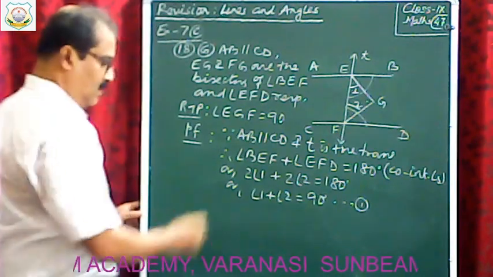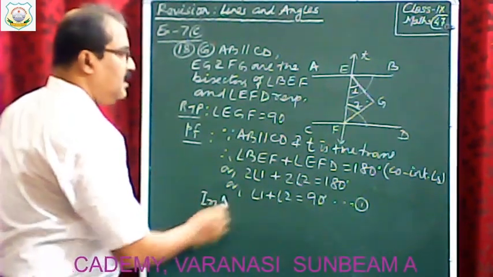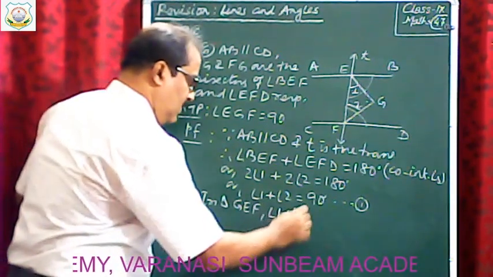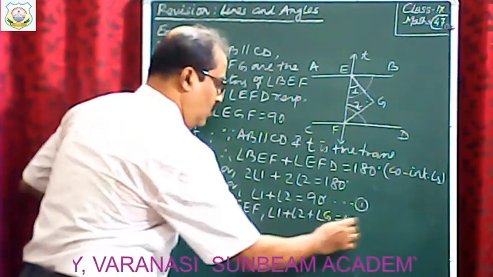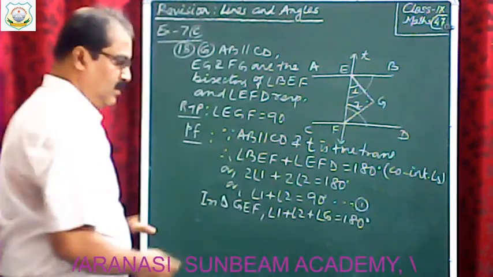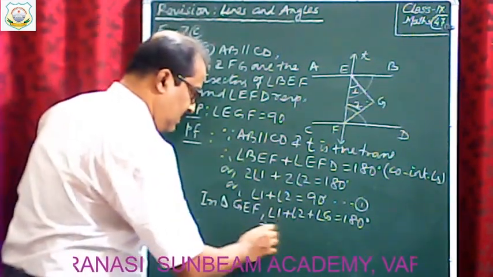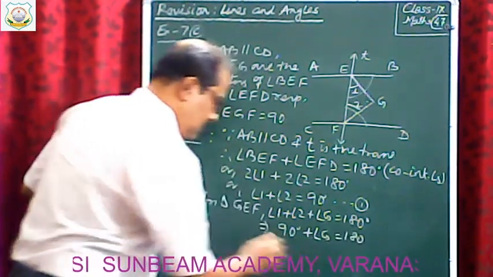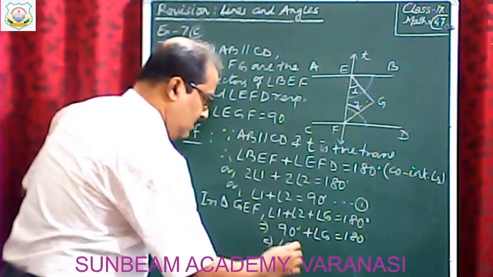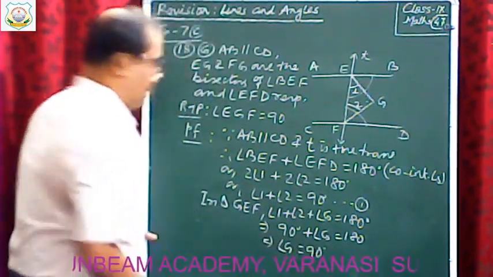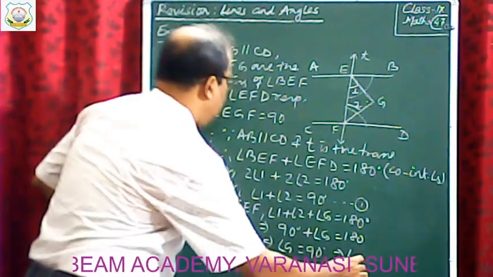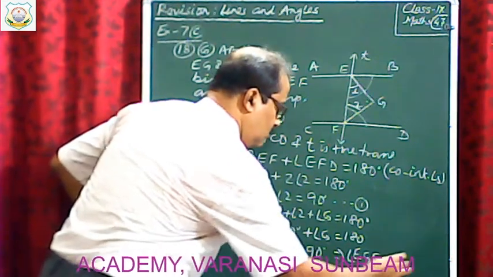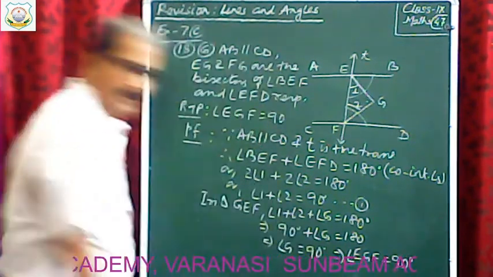Okay, thereafter in triangle GEF, angle 1 plus angle 2 plus angle G equals 180 degree. In place of angle 1 plus angle 2, you have to write 90 degree, implies that 90 degree plus angle G equals 180 degree, implies that angle G equals 90 degree. Means angle EGF equals 90. Okay, proved.